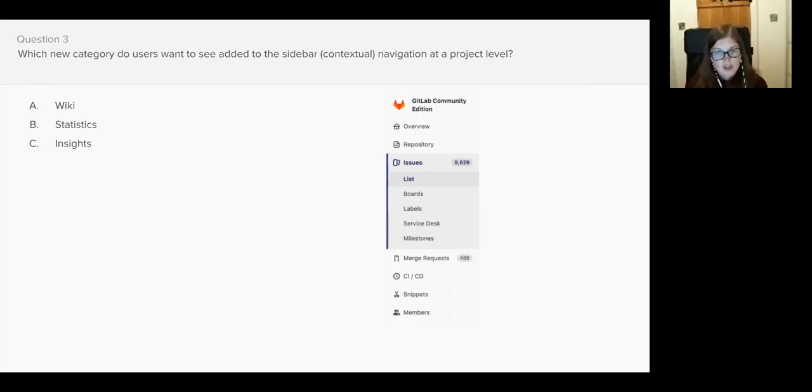Now for this question, users organize cards into a new category that we don't currently have in our sidebar at a project level, and they gave it one of the headings detailed on the slide. So which one was it?